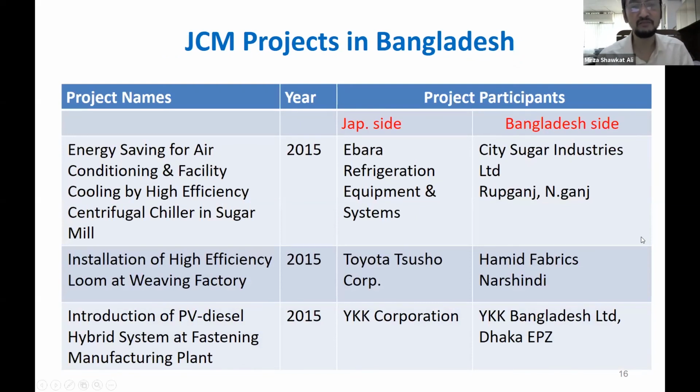This is the table of our JCM projects. As you can see, we have 3 projects that were concluded in 2015, but unfortunately we have only 4 projects that we have completed, and only 1 project is ongoing. So our portfolio in JCM is very small, but we are trying to increase further projects, and hopefully in the near future, with the support of the World Bank, we are trying to enhance our stakeholder engagement, and from there we are planning to have more JCM projects.